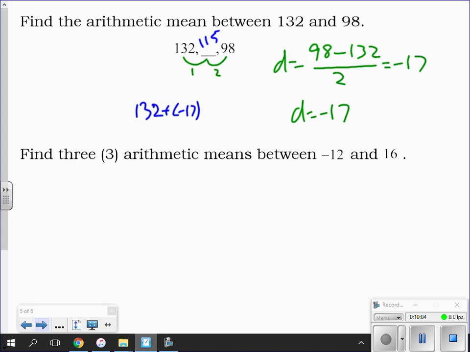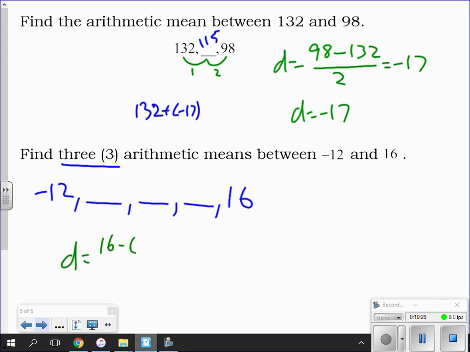If I'm looking for other numbers, there's a different way to do it. I want 3 means between negative 12 and 16. So I start at negative 12, and I want to find 1, 2, 3 numbers between that and 16. So what I do is I look for my D. This is very easy. You take the last number, 16, minus the first number, negative 12. Divide it by how many jumps I need to do to get from the first number to the last number.